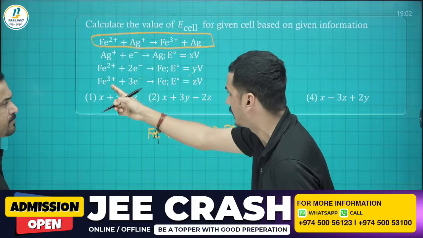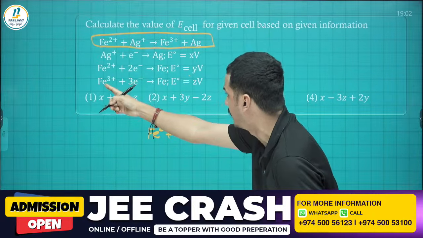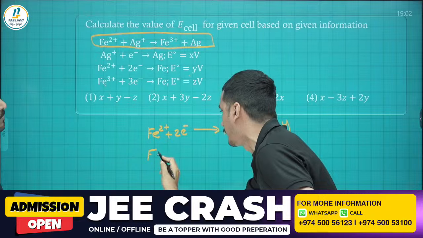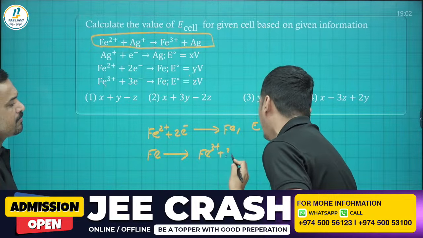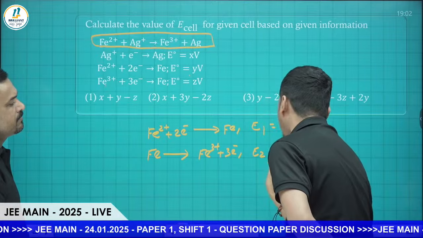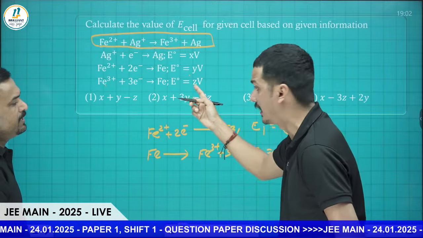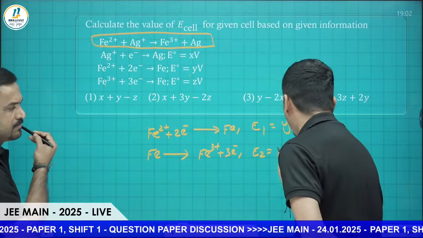So we will reverse. I am taking this fourth equation and reversing it, and I am writing: Fe gives Fe3 plus and 3 electrons. I am taking it as E2. Whenever I am reversing, that electrode potential will reverse. So Z will become minus Z.